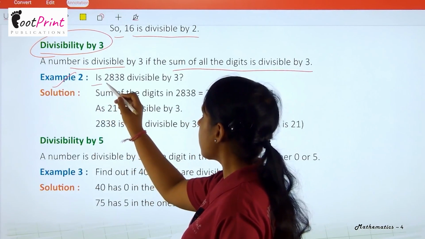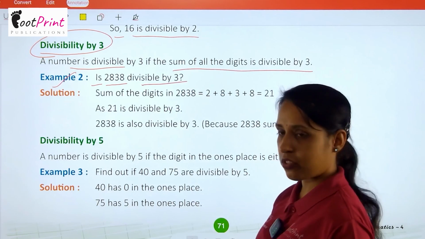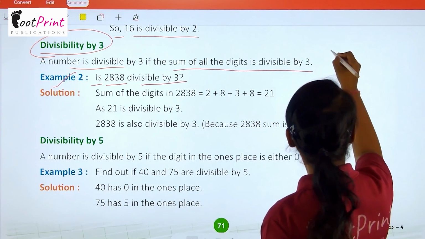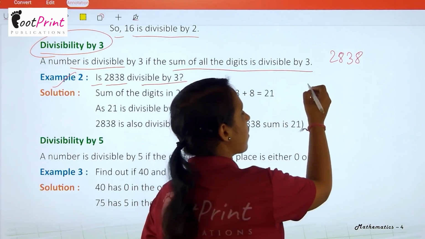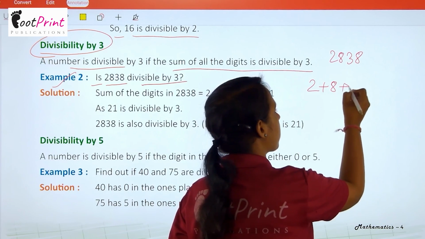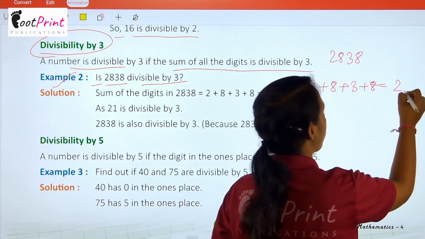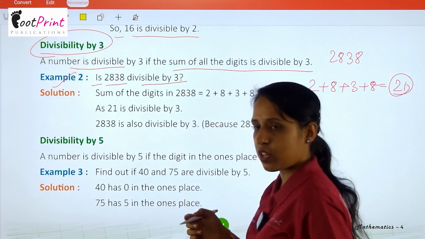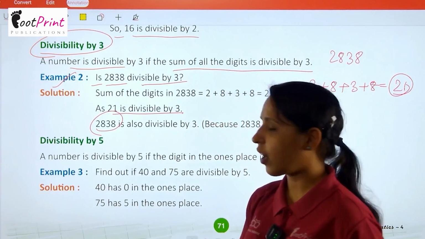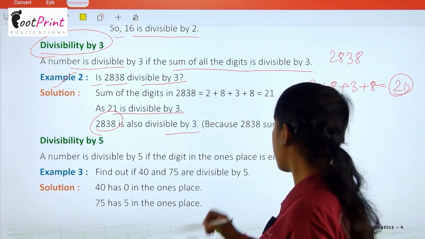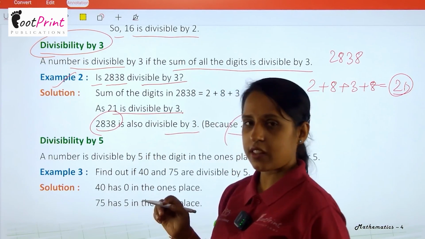For example, is 2838 divisible by 3? So let's check. Here are the digits 2, 8, 3 and 8. We have to find out the sum: 2 plus 8 plus 3 plus 8. It means the sum will become 10, 13 and 21. Okay. And 21 is divisible by 3. Okay, so we can say that 2838 is also divisible by 3 because the sum of the digits of 2838 is 21.